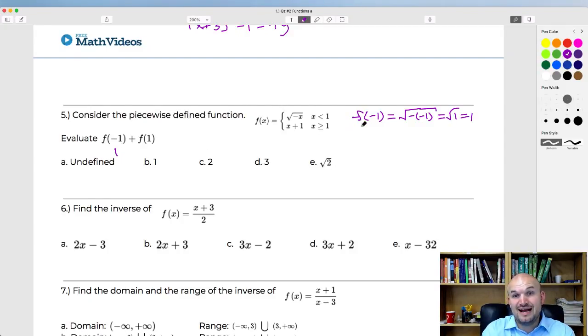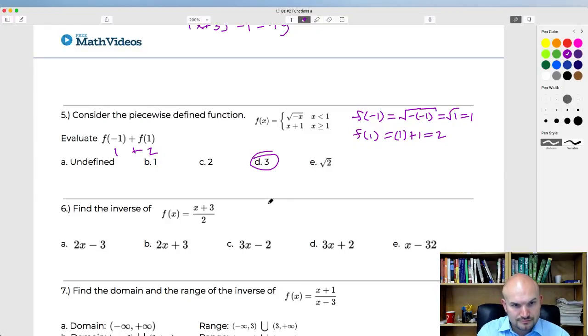Now let's figure out what f of 1 is. For f of 1, I have to look at my domain restriction and see which function applies at 1. You can see here, this is x greater than or equal to 1, so for all values equal to 1. So I'm going to plug 1 into that equation. I use parentheses just to remind myself I'm plugging it in, and 1 plus 1 is 2. So basically, I have 1 plus 2, and you can see the answer is 3.